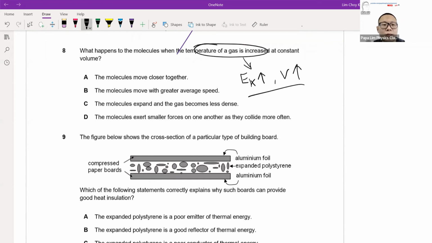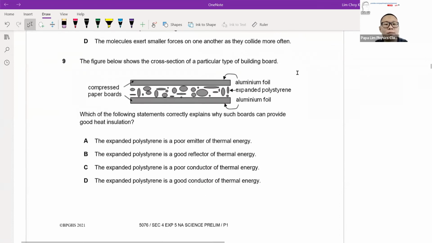So straight away you look at the options. Do you have one option that fits perfectly? Yes, which is option B: increase in greater average speed. The moment you see this, you choose the answer already. When we talk about the internal energy of the particles, one part of the internal energy is kinetic energy. The kinetic energy of the particle is tagged directly to the temperature and pegged directly to the velocity of the gas molecule, and both are proportional. The higher the temperature, the higher the velocity.